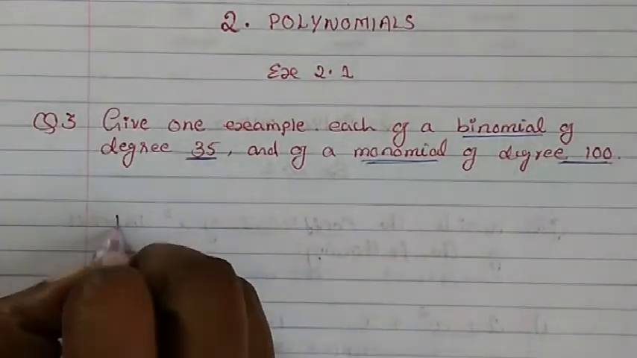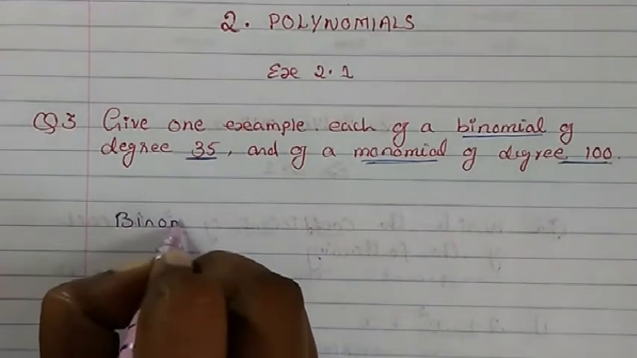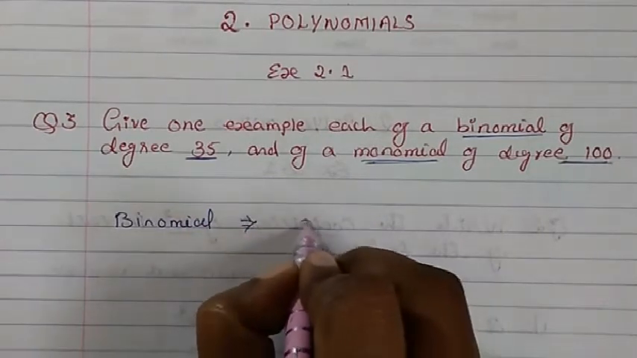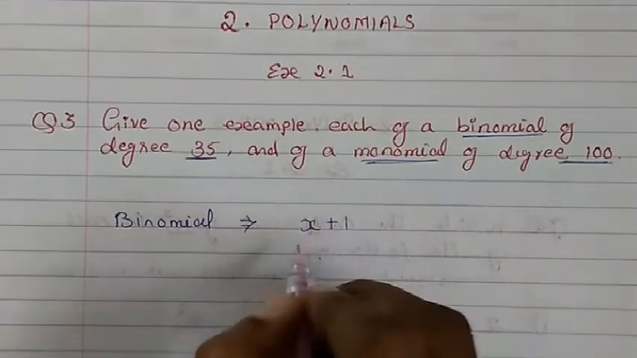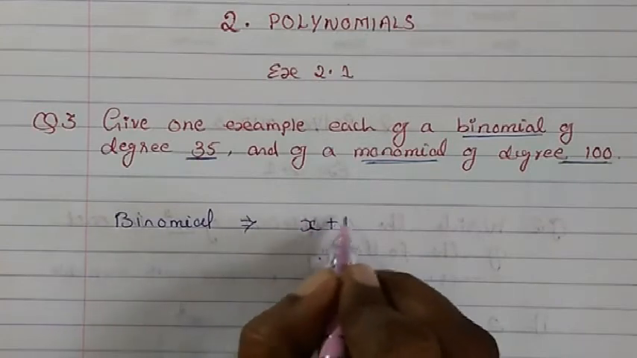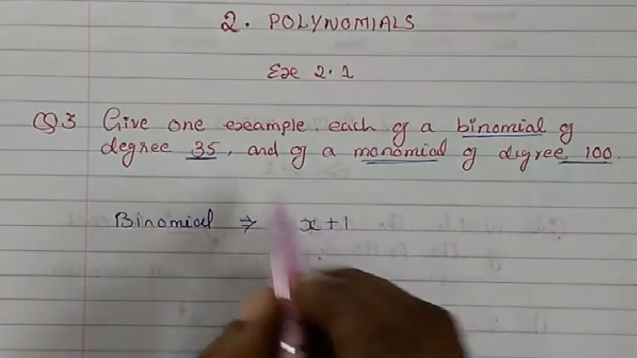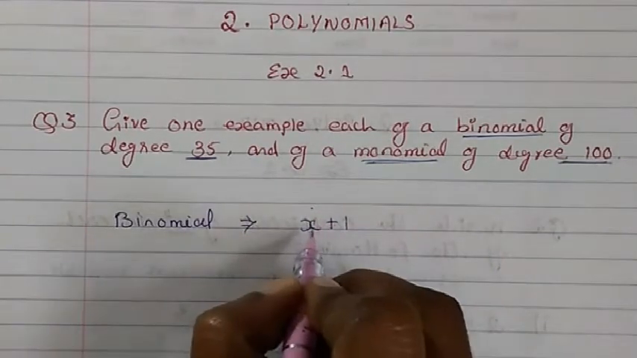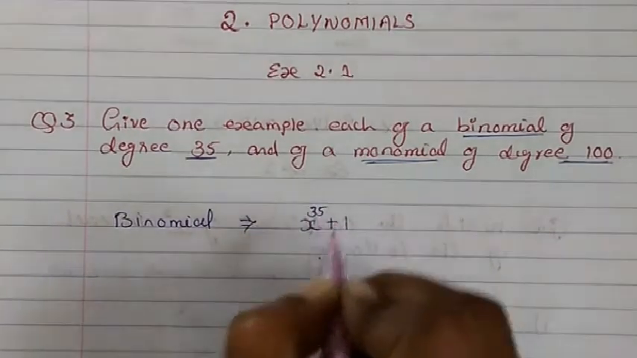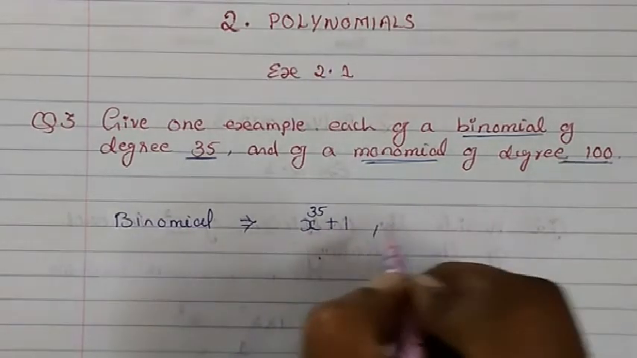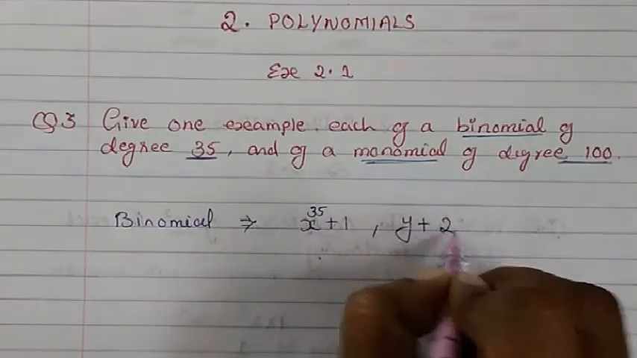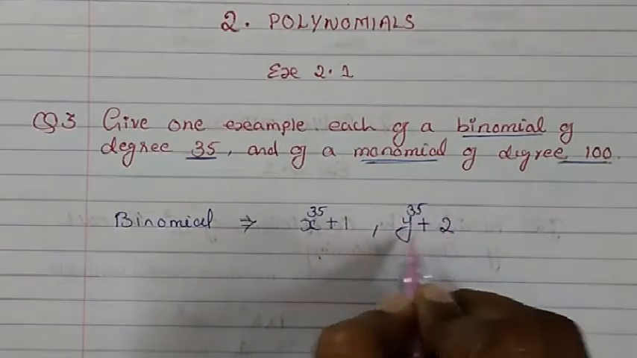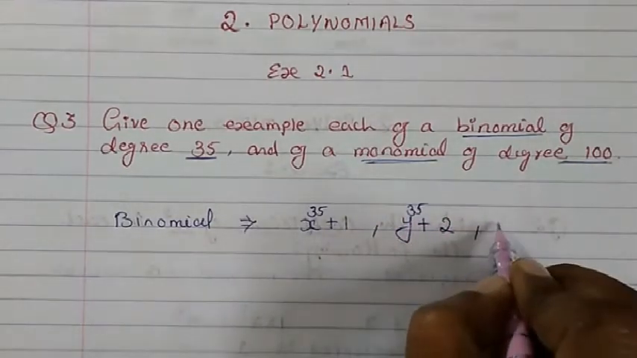So in this case you can write a binomial, meaning two terms. You can write anything, x plus 1. Now these are separated, right? So there are two terms and the degree should be 35, and the degree has to be written on the variable. So you have to write 35. You also can write y plus 2. This also has degree 35, there are two terms and the degree is 35.